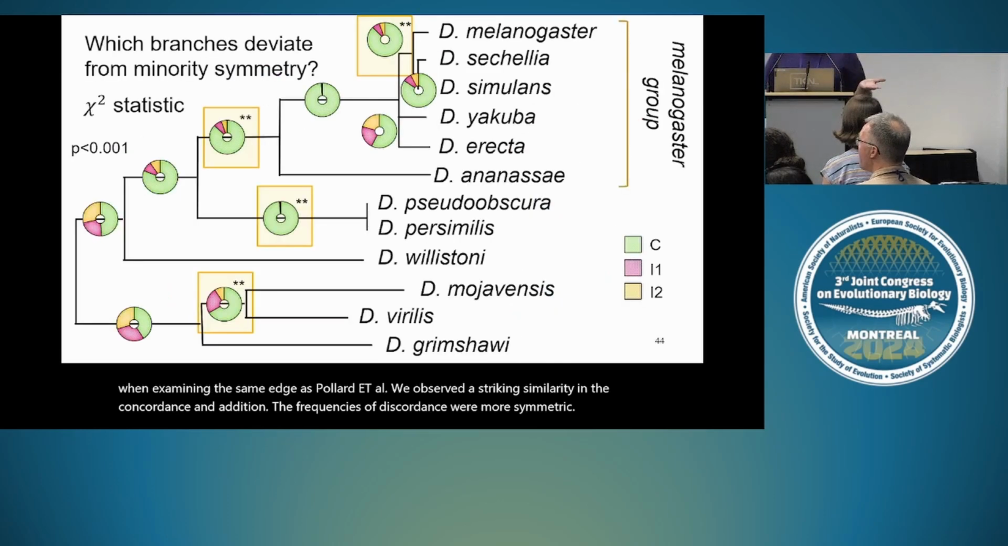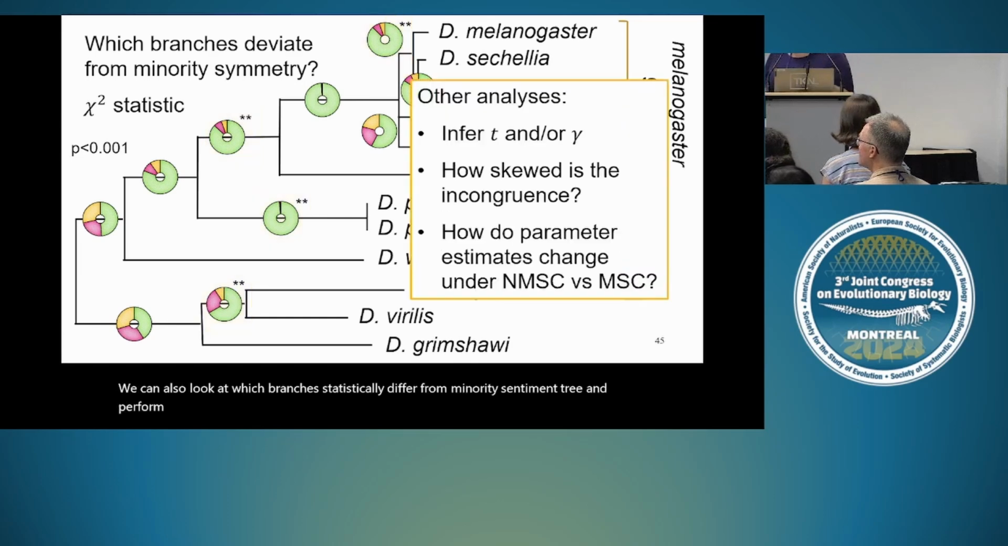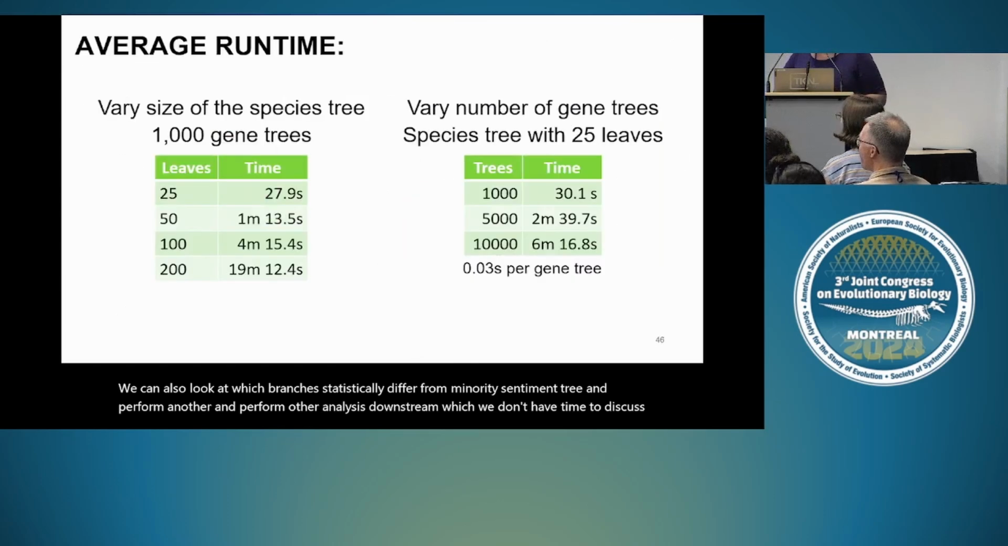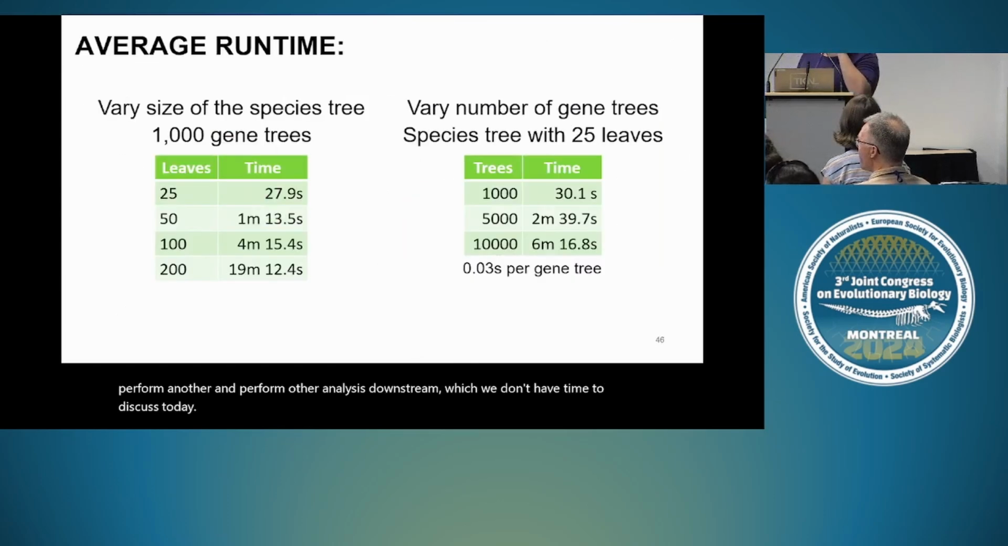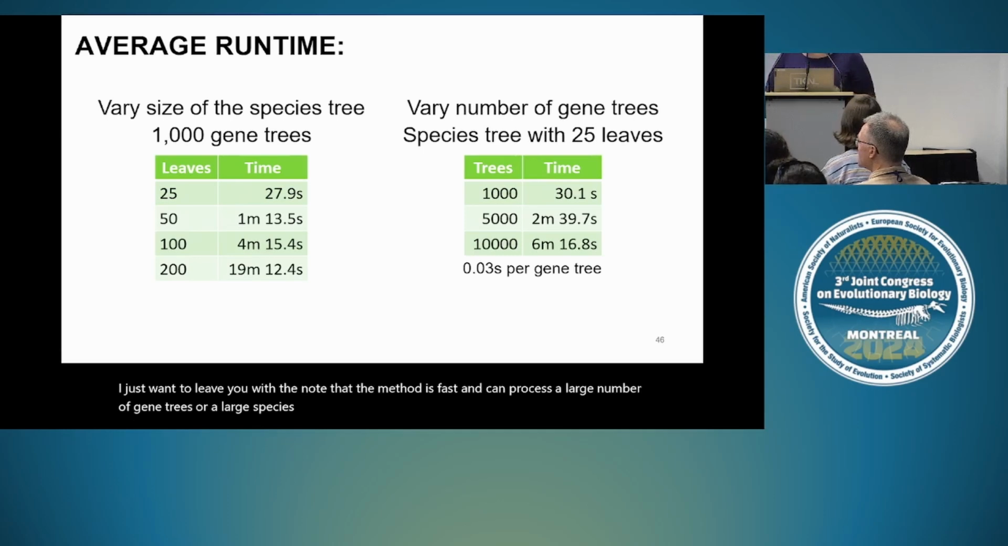In addition, the frequencies of discordance were more symmetric. We can also look at which branches statistically differ from minority symmetry and perform other analyses downstream, which we don't have time to discuss today. I just want to leave you with the note that the method is fast and can process a large number of gene trees or a large species tree relatively quickly.